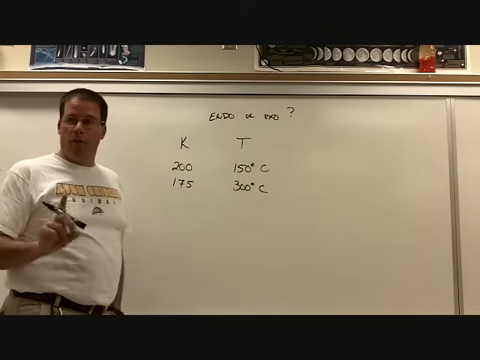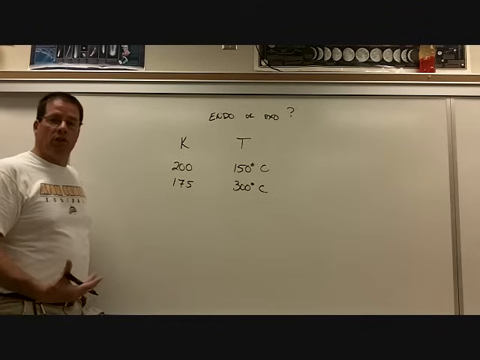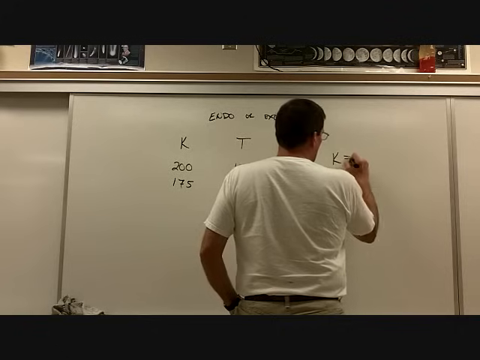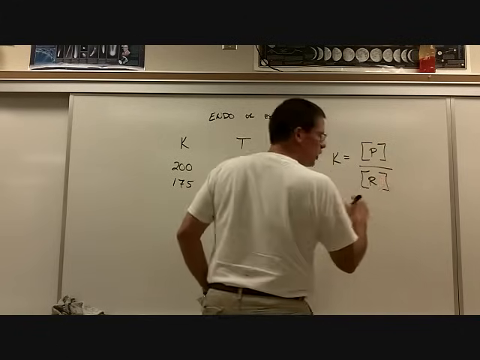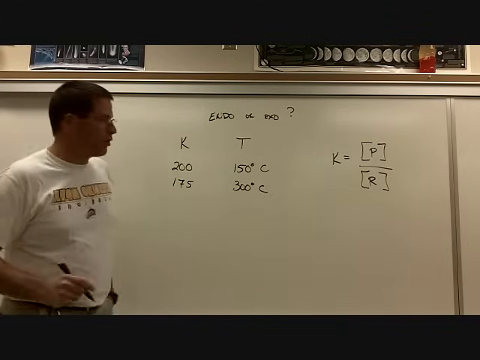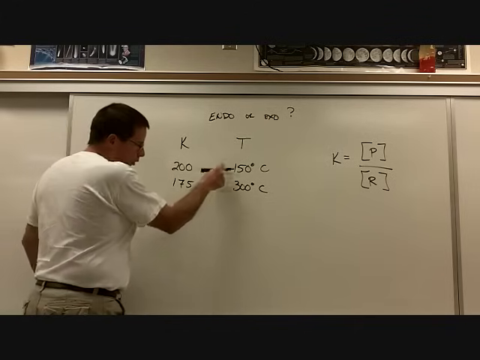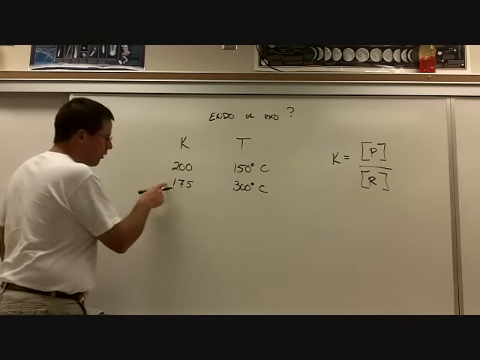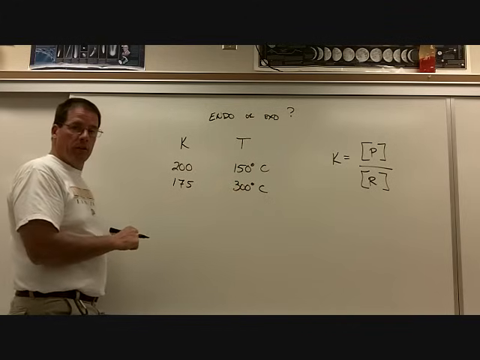Let's look at K first. As a result of the temperature change, which direction is K shifting? And we have to remember that when we look at K, it's equal to the products over the reactants. That's huge. You've got to know that. And if you don't know that, know where to find it on your equation sheet. So as we go from 200 to 175, as a result of the temperature change, is K going up or is it going down? Well, obviously it's going down, which means is it shifting to the right or to the left?